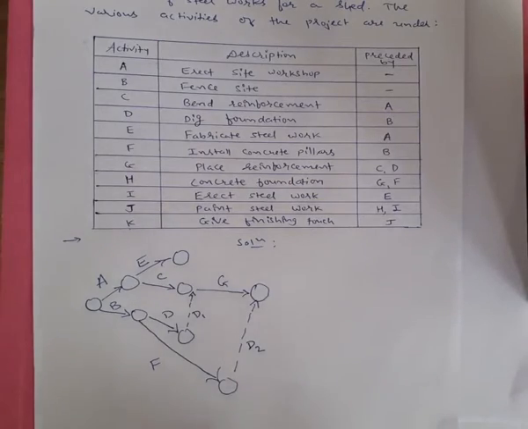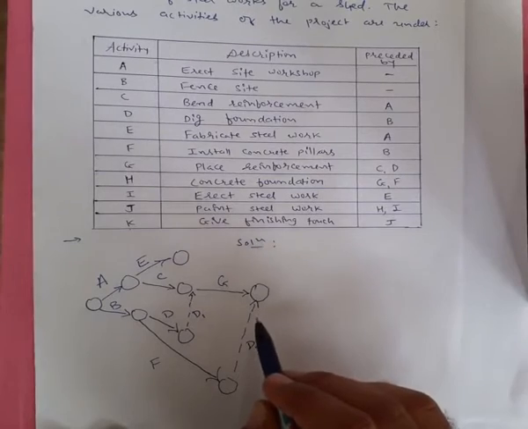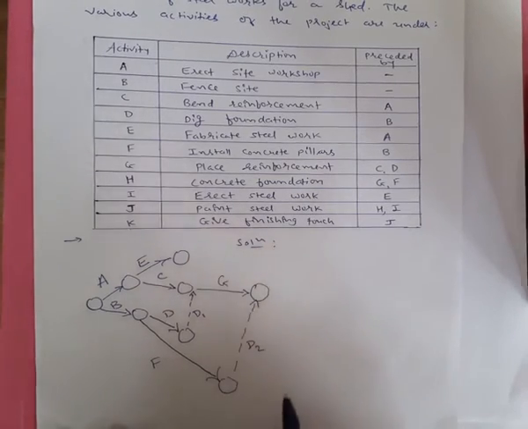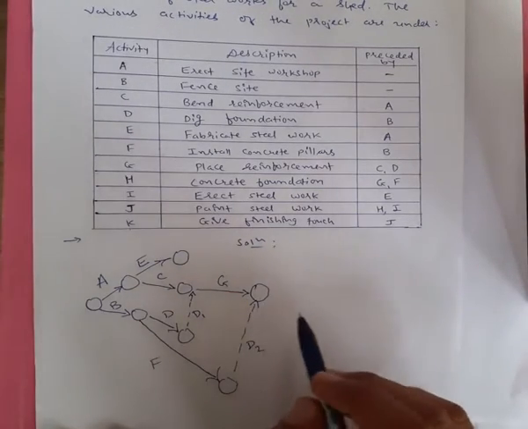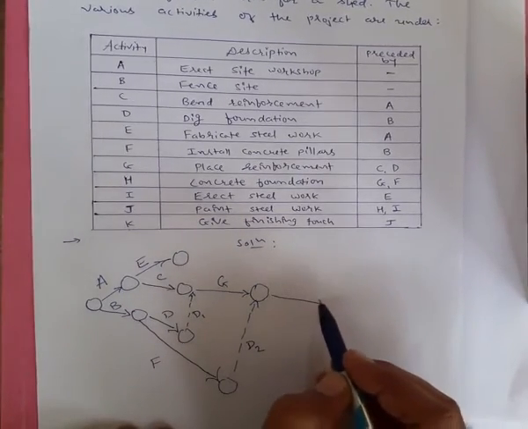Then after, what does it show? Okay, this F has been extended till the G. So here G and F both are completed, and from that activity H will start. So this is activity H.